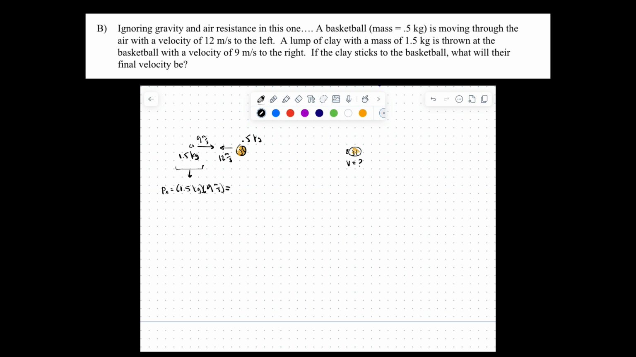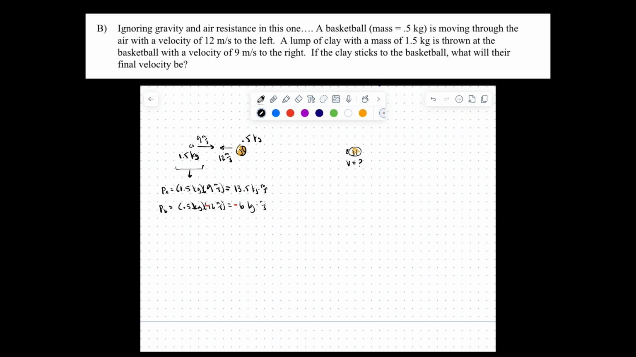So the lump of clay has a momentum of 13.5 kilogram times meters per second. The basketball has a momentum of 0.5 kilograms times 12 meters per second. So that works out to be 6. And I should have put in a negative sign. It's moving in the negative direction. So that means the basketball has a momentum of negative 6 kilograms times meters per second.